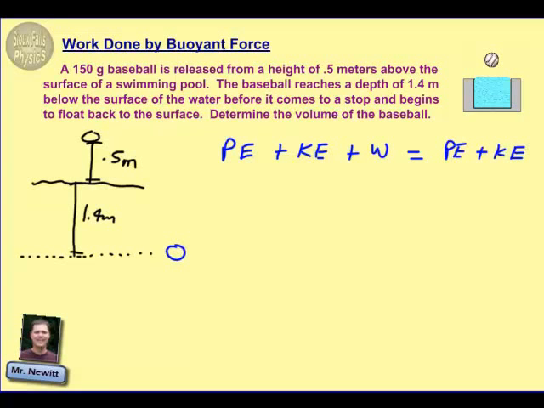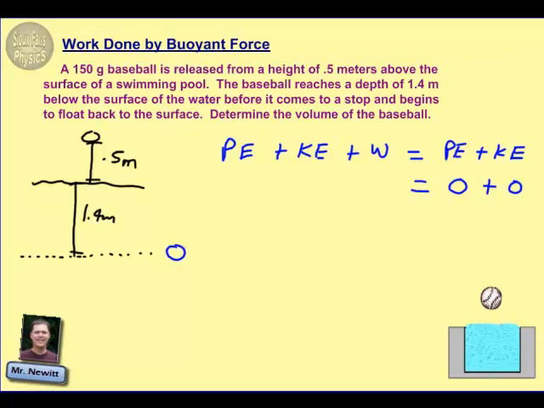Now, why did we want to set our 0 point at that 1.4 meter depth below the surface? Well, that will then effectively make our potential energy 0 at the end because it will have no height. And also our kinetic energy at the end will also be 0 because it's not moving at that point. What about the left side of the equation then? What would be our potential energy as we start this?